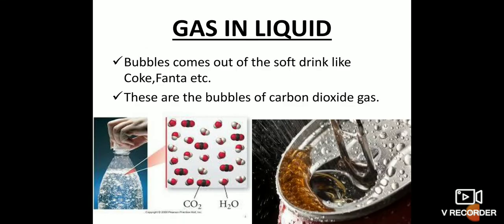Next we talk about the gas in liquid. This is a very common example. All students must have seen this. Bubbles come out of soft drinks like Coke and Fanta. Have you all observed it? Yes. When you open a can or a bottle of soft drink, you will see that some bubbles pop out. What is this bubble?